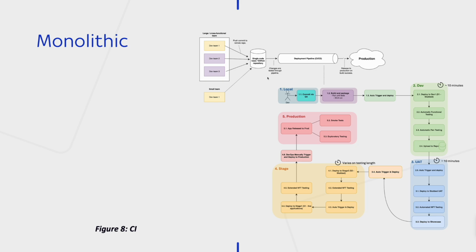Next is user acceptance testing, which consists of both stubbed and unstubbed environments. Stub testing mocks downstream services for isolated validation, whereas unstubbed in UAT integrates with real services that are also in UAT environments to simulate real world conditions.